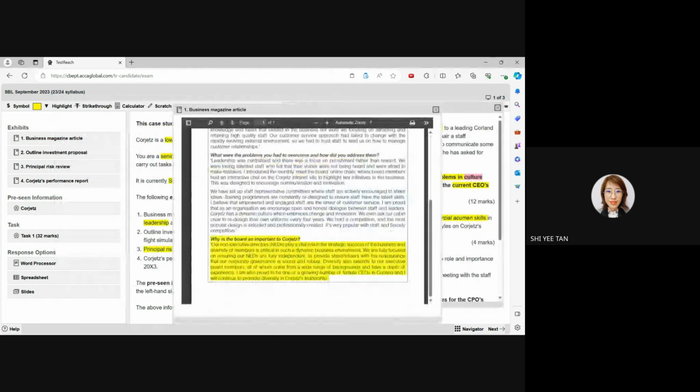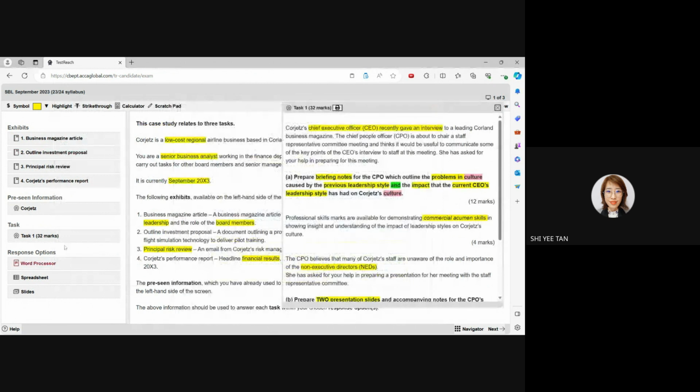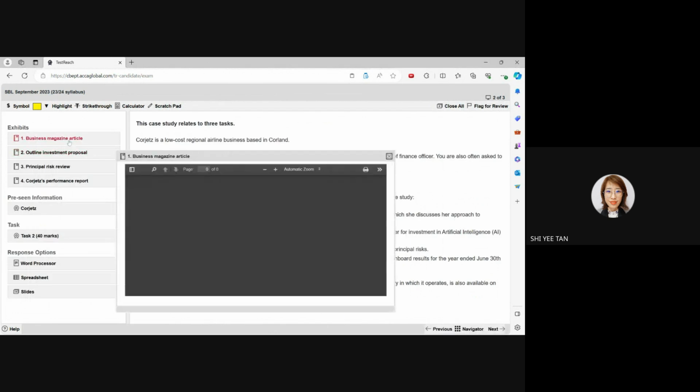This one is a bit messy. So I want to turn to exhibit 2. Sorry, I want to turn to task number 2 to see the non-messy one.